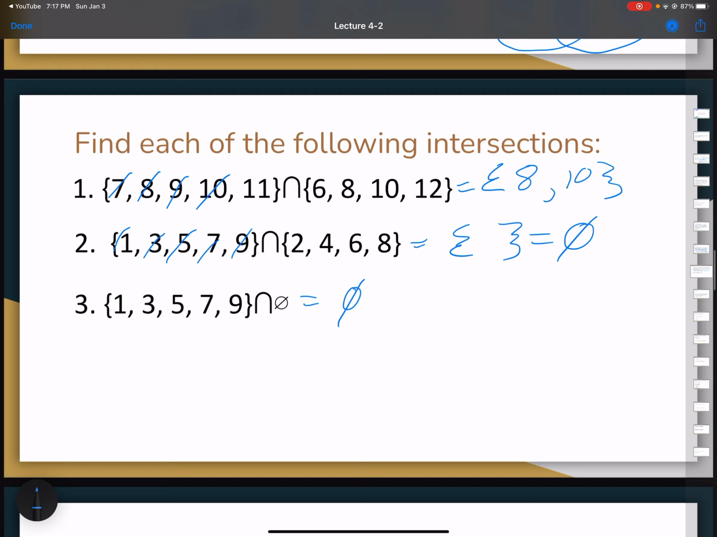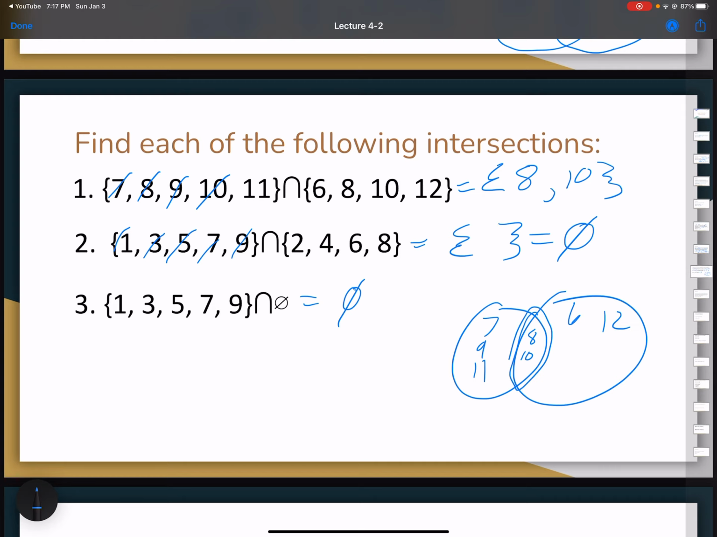We can also do this with a Venn diagram. For example, we'll just do the first one because it's the only one of note. We have 8 and 10 here. And then we have 7, 9, 11 here. We have 6 and 12 over here. And so with number 1, if you slowly go through each piece and decide which spot it should be in, you immediately see what their intersection is. Cool.